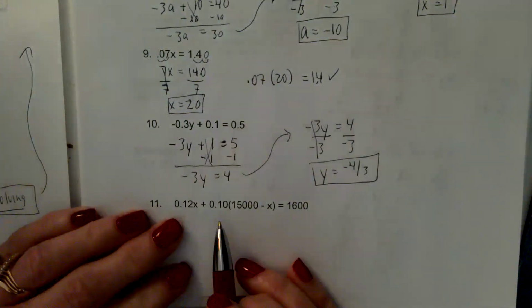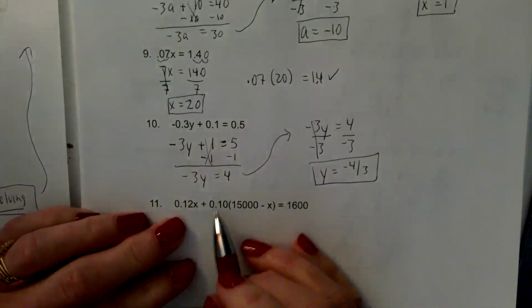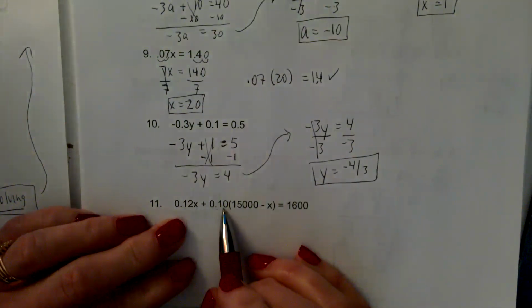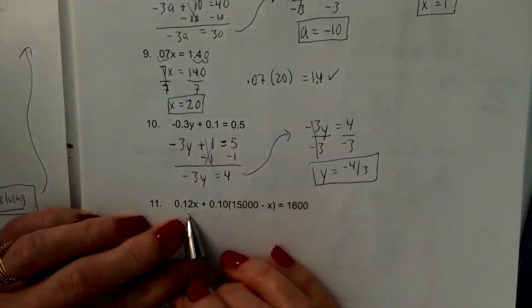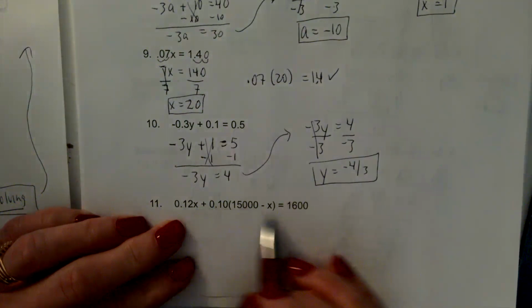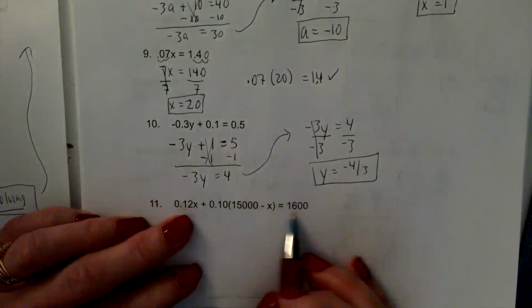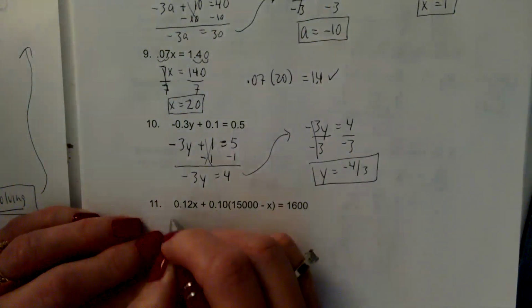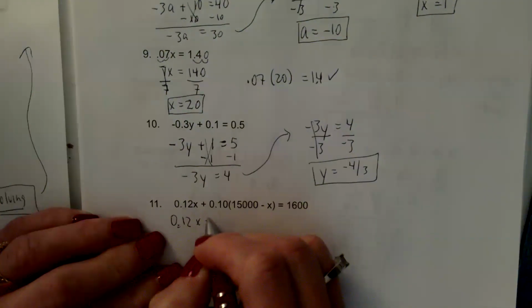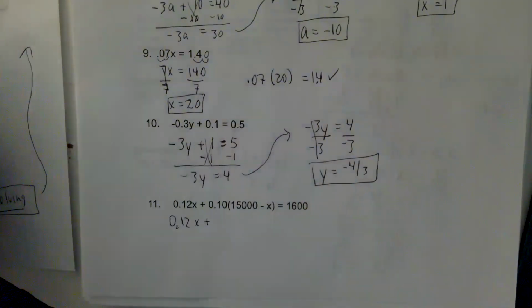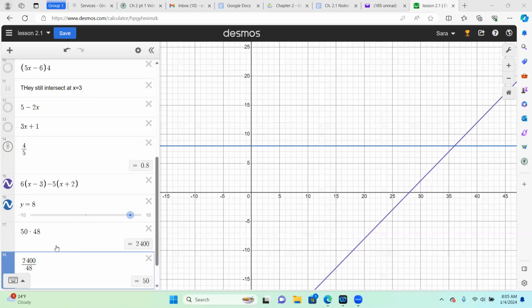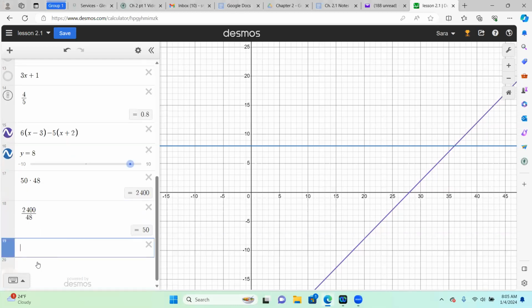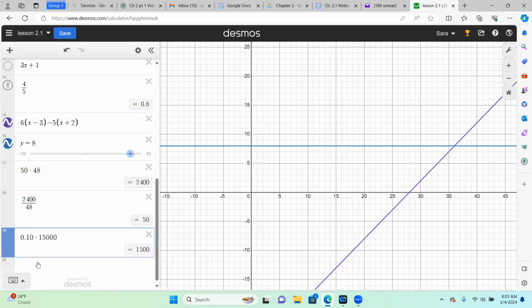Okay, number 11. I am going to first distribute this 0.10 times the 15,000 before I move my decimal place, because otherwise I have to worry about other decimal places. So let's first write this as 0.12x plus, and then I'm going to multiply this here. So that was 0.10 times 15,000. That's 1,500.